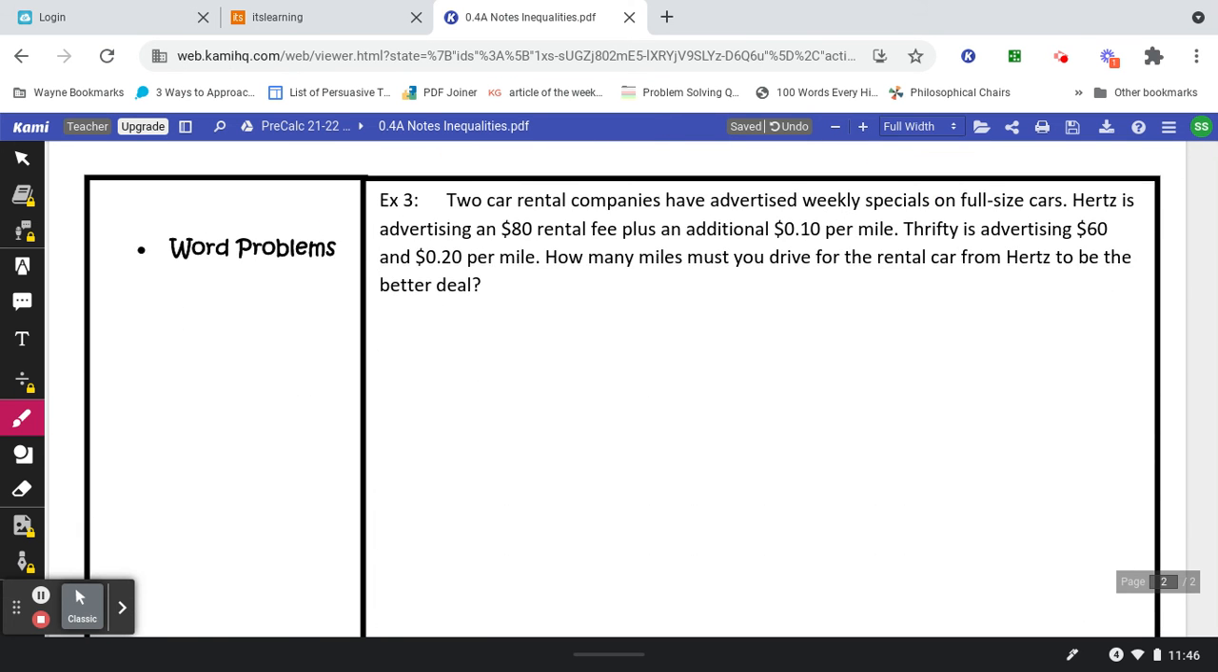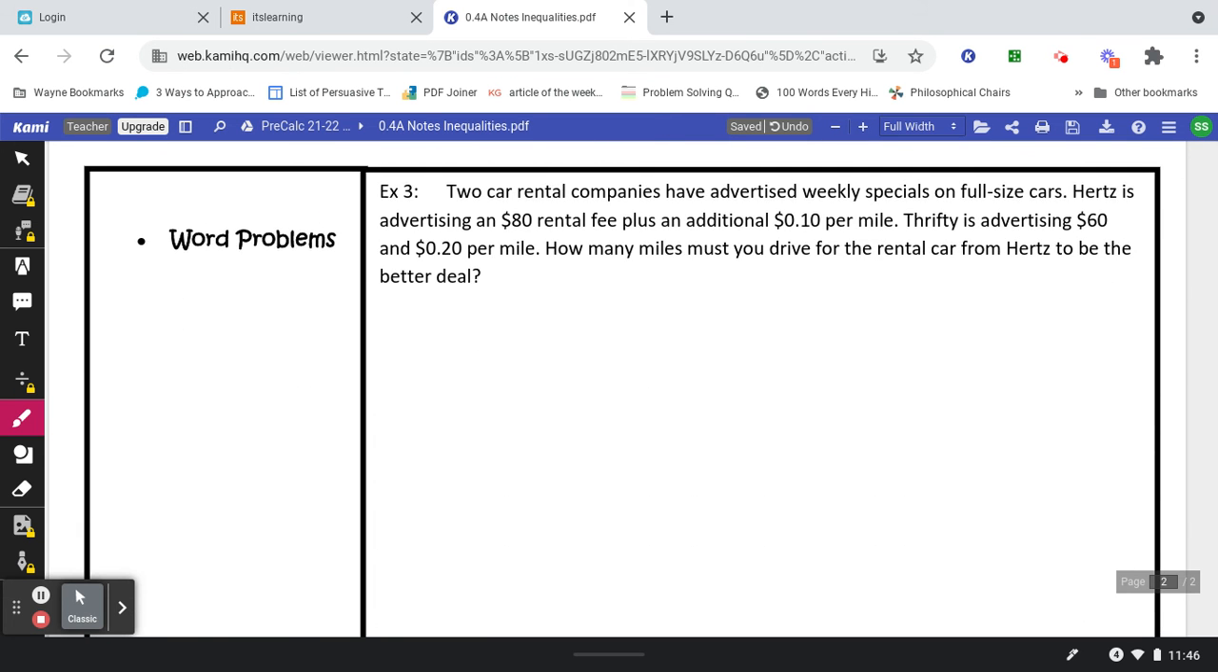On the back side, we have a word problem. And remember, we're talking about inequalities here, so this problem should have some sort of inequality in it. 2 rental car companies have advertised weekly specials on full-size cars. You have Hertz advertising an $80 rental fee plus an additional 10 cents per mile. Thrifty, the other company, is advertising $60 and 20 cents per mile. How many miles must you drive for the rental car from Hertz to be the better deal? If something's the better deal, it means it costs less money.